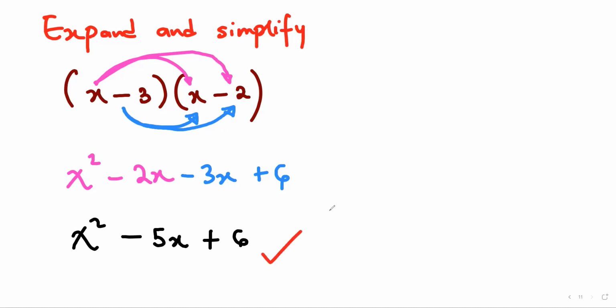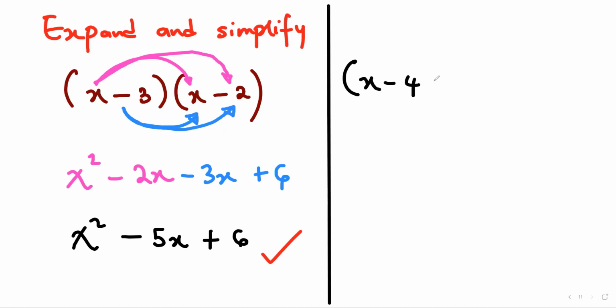Done. So now we're going to take one final example, and then I'm going to give you some practice questions. If I split my screen this way and then go with the next one for example: x minus 4 and then x minus 3. Okay, how would you do this?